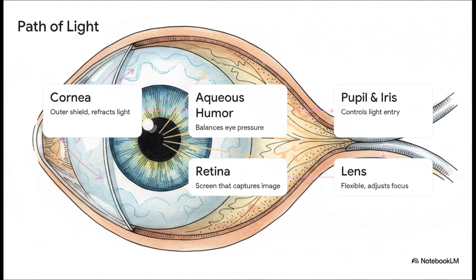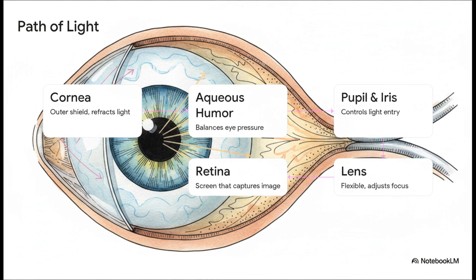Step 1 is the cornea. This is the outermost part of the eye. It's curved, kind of like a convex glass lens, and it acts as your eye's primary shield against bacteria and hostile elements like dust. But its main job? It actually handles about 70 to 80% of the light refraction, or bending, before the light even gets deep into your eye.